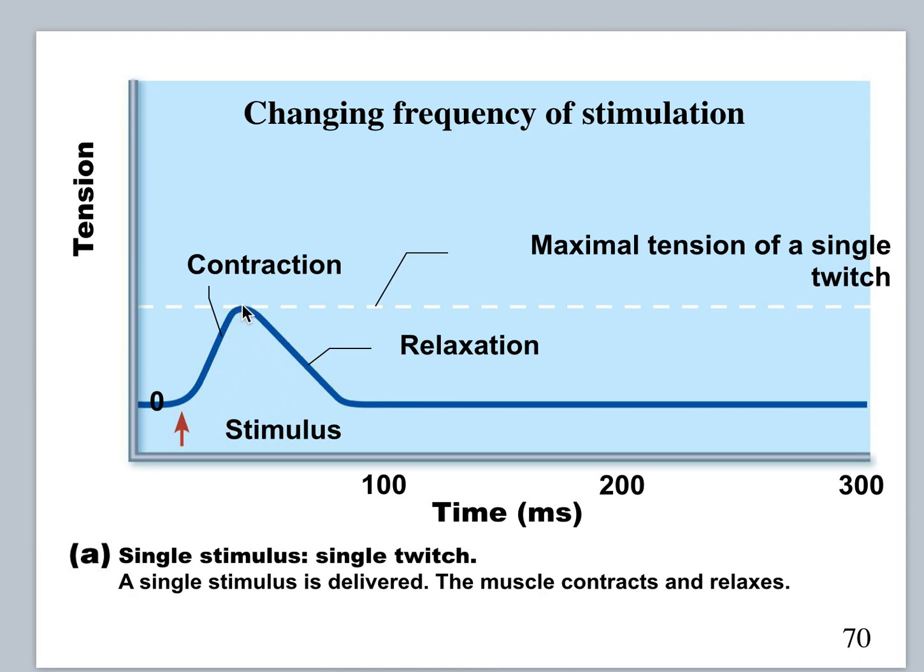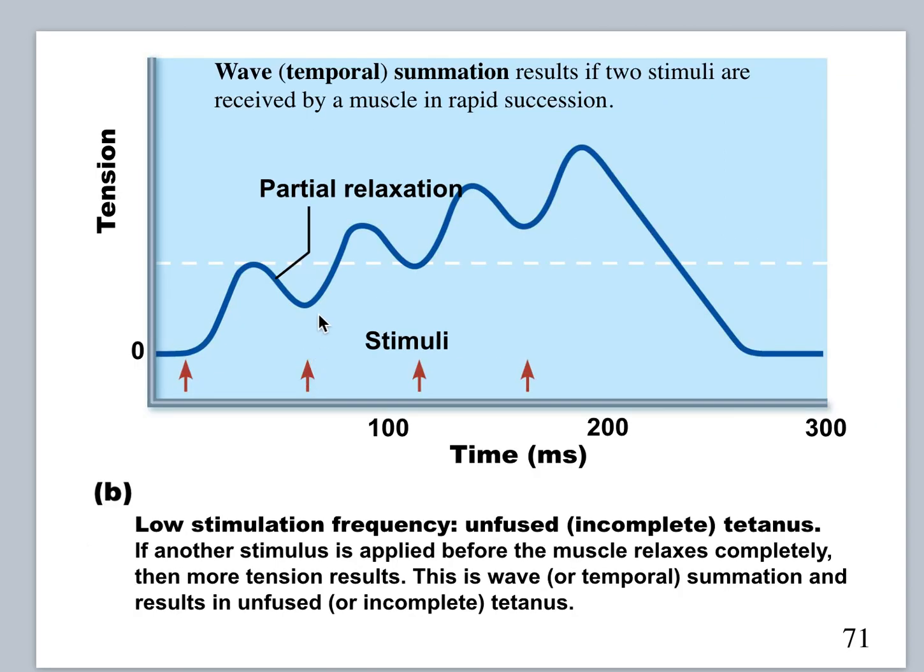We have tension built up to a certain point, and then it relaxes. Let's say before it completely goes back to zero, we stimulated that nerve again. Maybe we shock the nerve with electrical current and stimulate that nerve again. What happens is the first stimulation causes contraction, and then it starts to relax. Before it relaxes to zero, we stimulate it again, and it causes more contraction, and it reaches a higher tension.